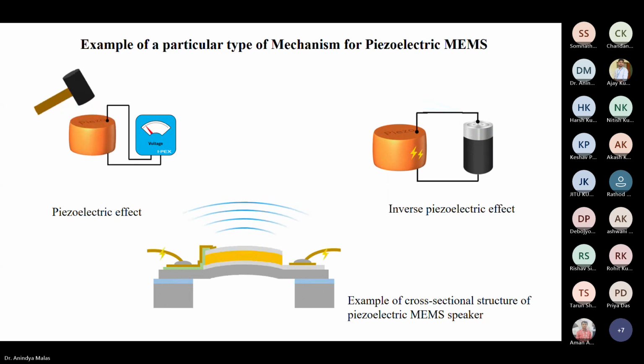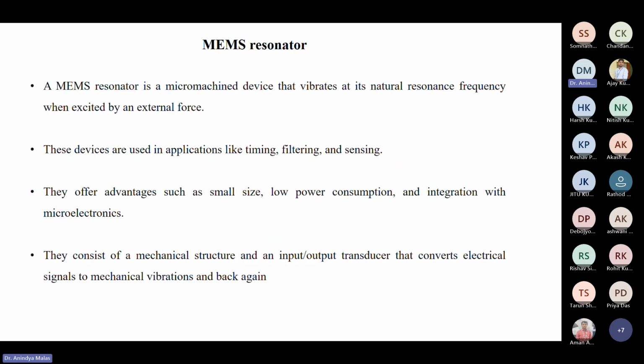That's all. Now, a particular type of MEMS, which we are coming to now, is called the MEMS resonator. Now, in this case, the system will oscillate. What happens in a MEMS resonator? In this system, a micro-machined device vibrates at its own natural frequency, and it is excited by an external force. So remember that in a MEMS resonator, the system will oscillate at its natural frequency, and this oscillation is generated by some external force.